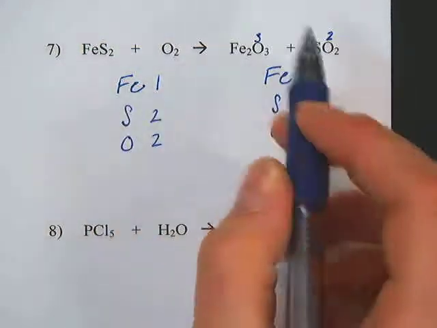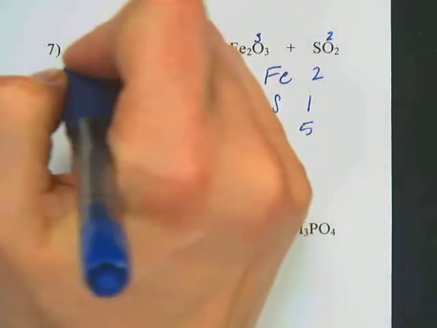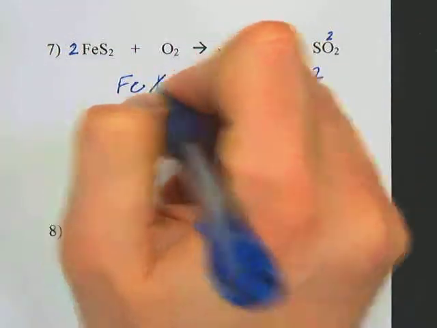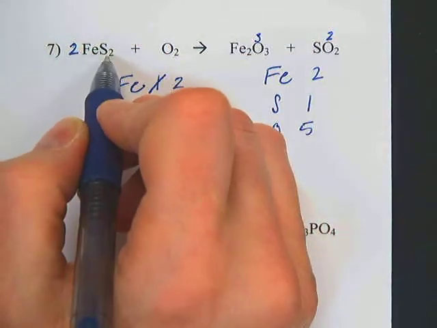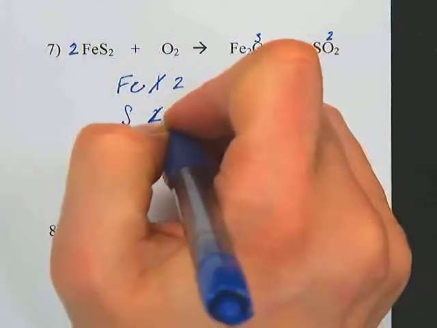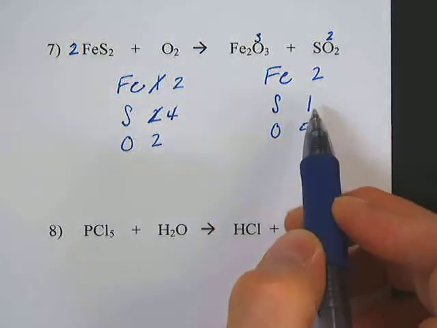So let's start with iron and balance that one first. So we have 2 atoms of iron on the product side and 1 on the reactant side. So we're going to put a 2 in front of the FeS2, which gives us 2 atoms of iron on the reactant side, but it also, remember, applies to the sulfur in that compound. So we now have 4 atoms of sulfur on the reactant side.